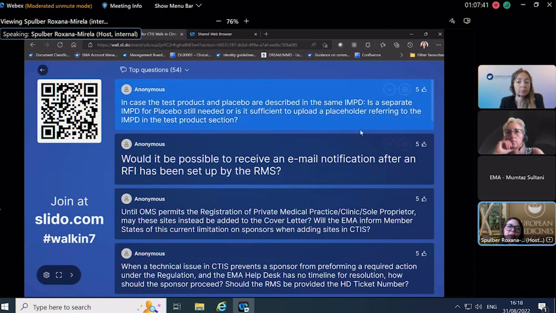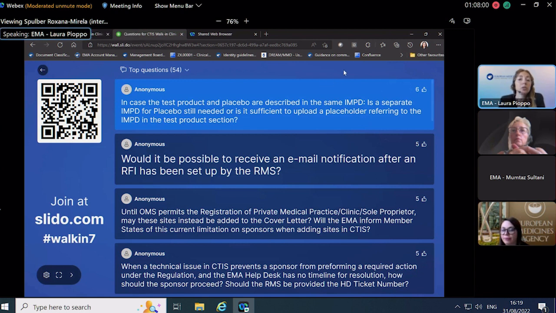In case the test product and placebo are described in the same IMPD, is a separate IMPD for placebo still needed, or is it sufficient to upload a placeholder referring to the IMPD in the test product section?